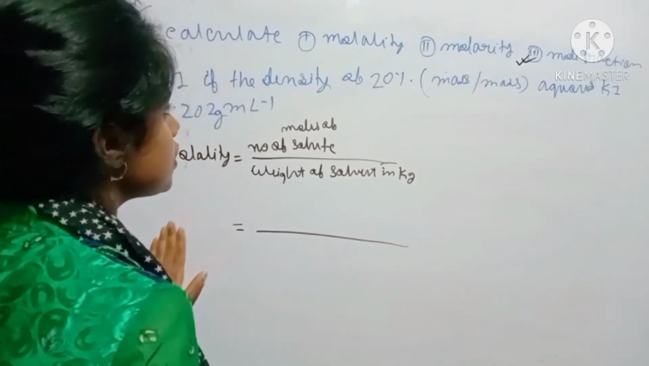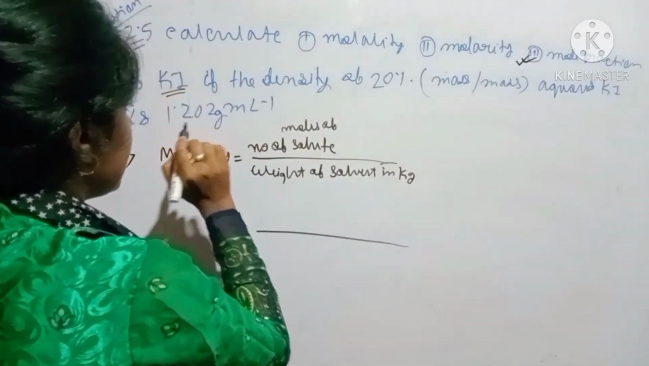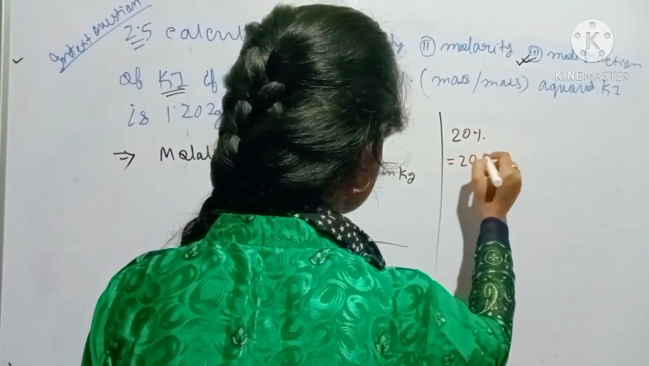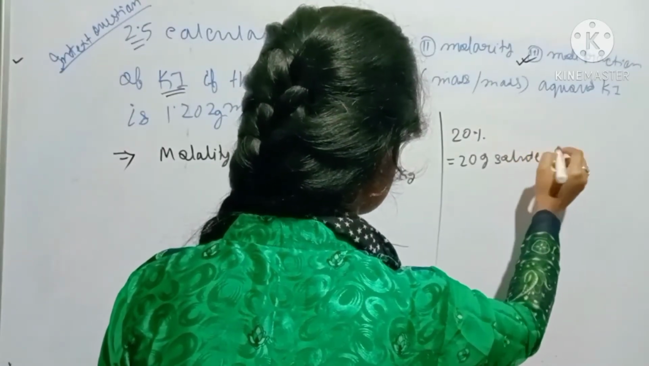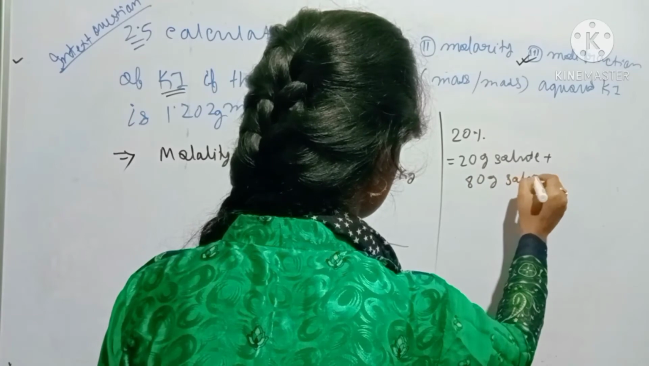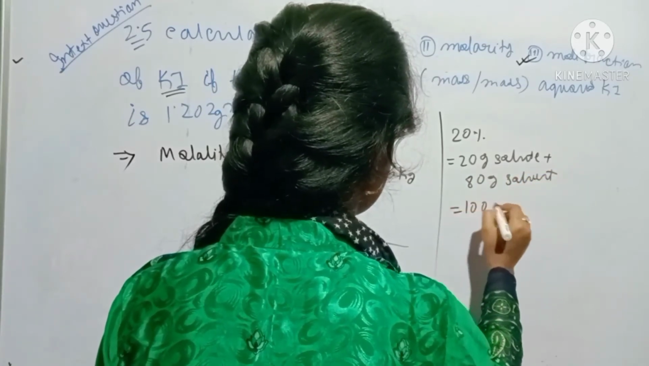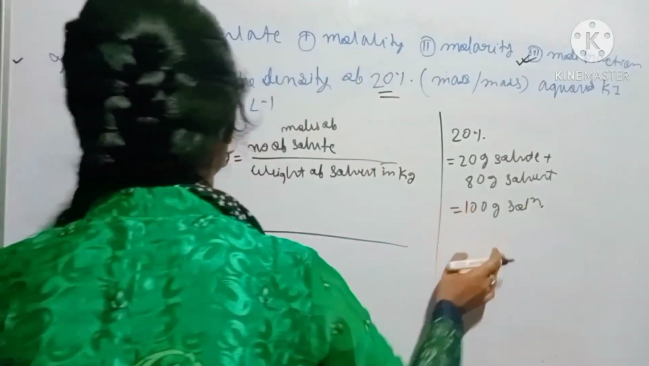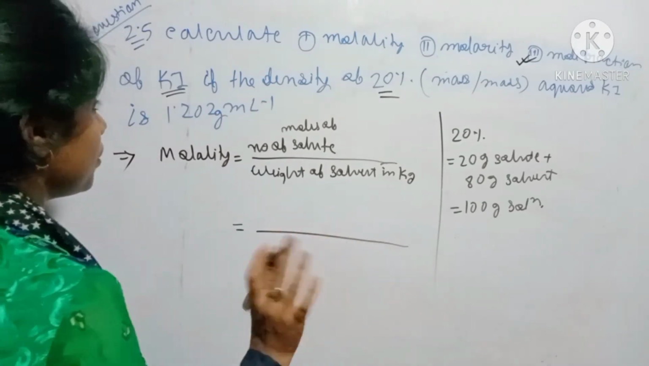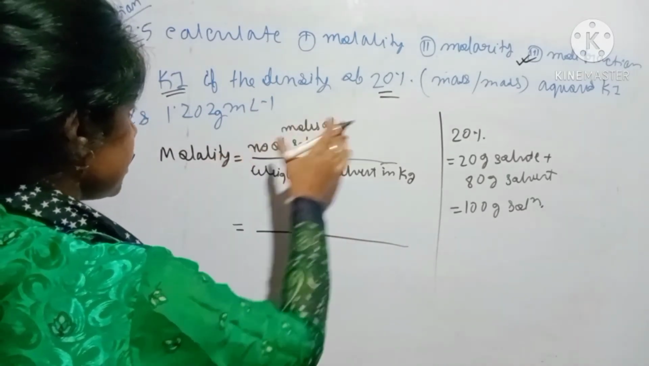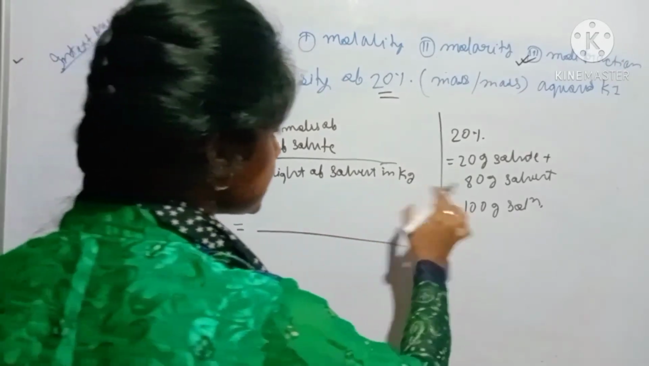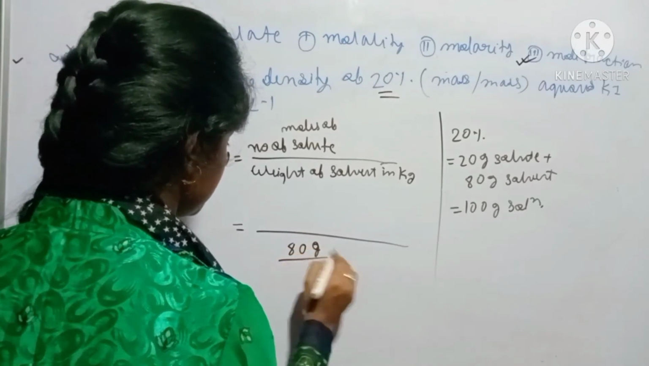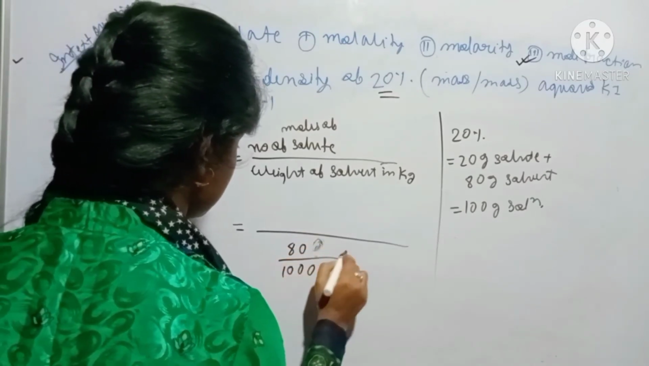Here the solute is KI, and here 20% is also given. So from 20% we came to know that there is 20 gram solute plus 80 gram solvent equals 100 gram solution. We already practiced those things. So for molality, the solvent is in gram, so we have to convert it to kg. Just divide by 1000 and it's converted to kg.